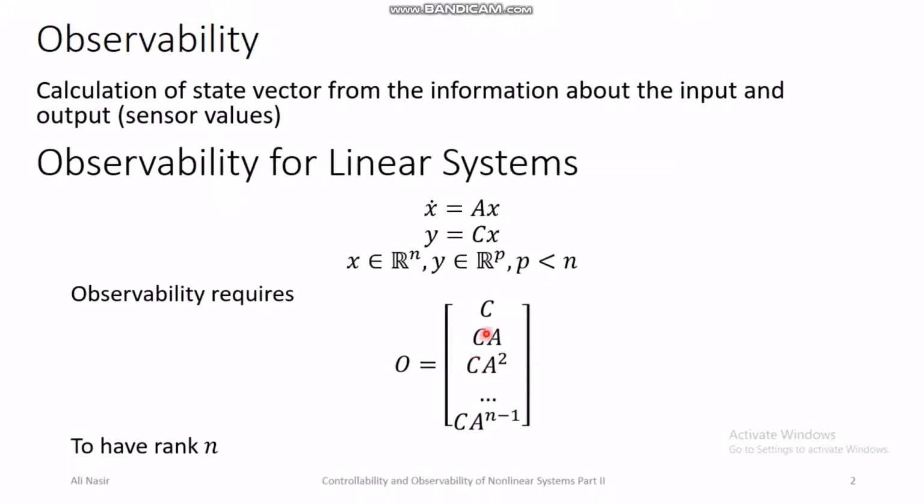Specifically, you can determine the rank of the observability matrix, which is C, CA, CA squared, and so on up to CA raised to the power n minus 1. This matrix has p times n rows and n columns, so the maximum possible rank of this matrix is n. If the rank of this matrix is n, then the system corresponding to this C output matrix and A system matrix is observable. Okay, so this was a review of observability for linear systems.